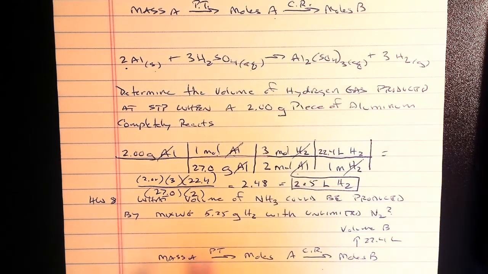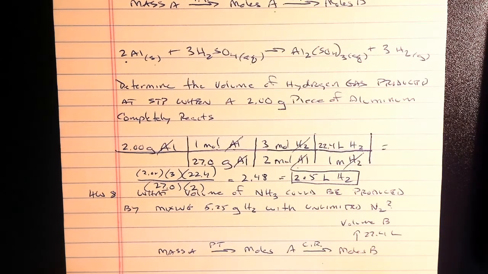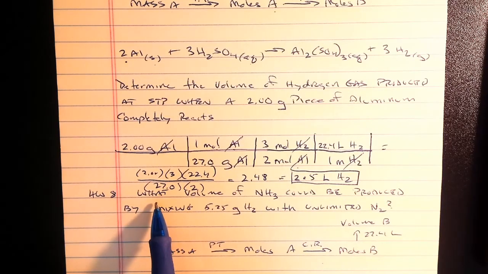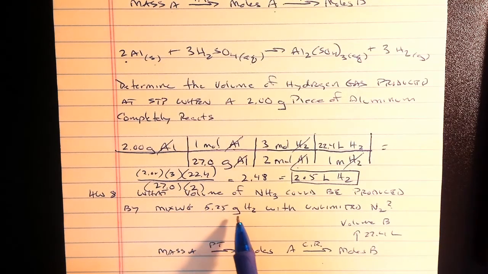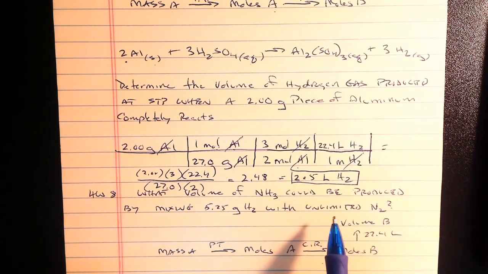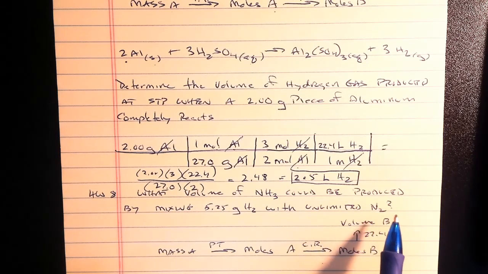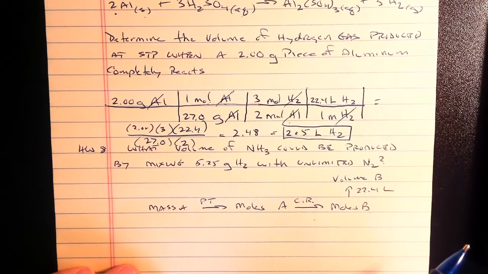Now, here's homework problem number 8, starting from the mass video. So anyway, let's go ahead and write down this problem. What volume of ammonia could be produced by mixing 5.25 grams of hydrogen with unlimited nitrogen gas? So to help you out, I want you to write this in your notes for your problem.